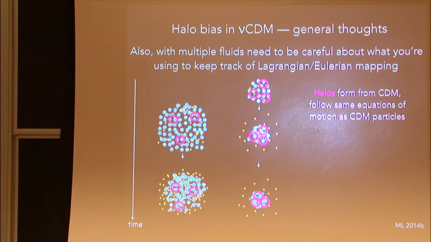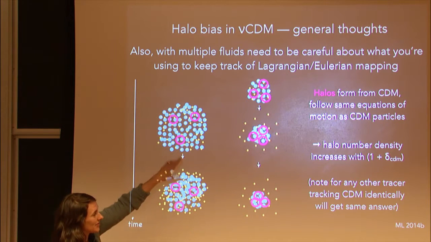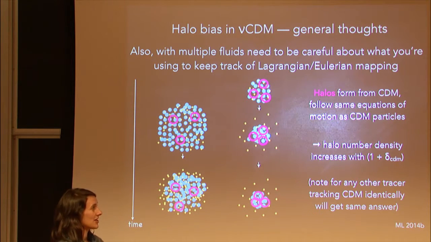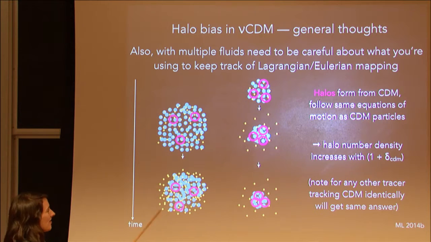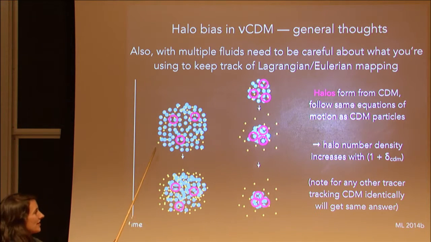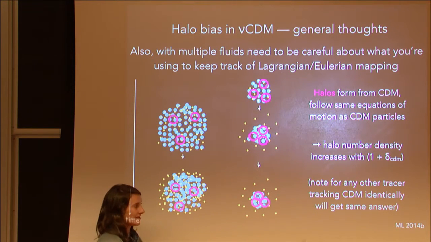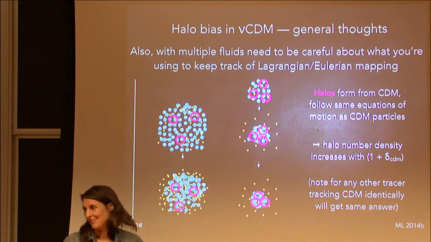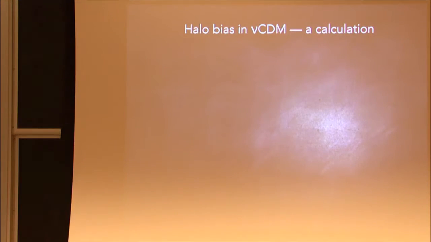And so that would argue that the halo number density should be boosted, the Eulerian number density should be boosted relative to the Lagrangian by 1 plus delta cold dark matter, because the cold dark matter is conserved, not the total matter. But note that if I have multiple tracers of whatever density field, anything that's tracking cold dark matter identically would give you the same result as this. But this is different than putting the total matter there. So that's just some general thoughts about thinking of halo bias.